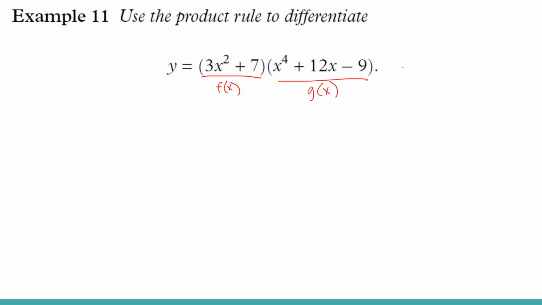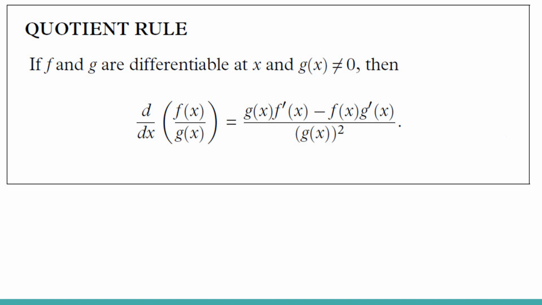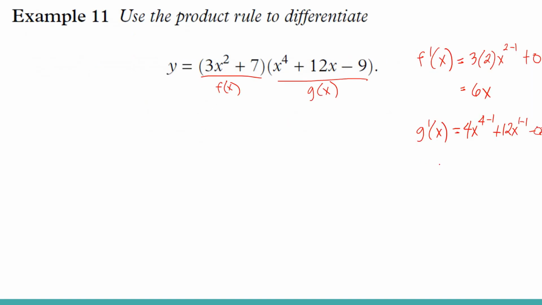And we will find the f prime of x equals 3 times 2x raised to the power of 2 minus 1, plus 0. So this is 6x. And then the g prime of x equals 4x raised to the power of 4 minus 1, plus 12x raised to the power of 1 minus 1, minus 0. So this is 4x cubed plus 12. So this is the g prime of x and then the f prime of x.